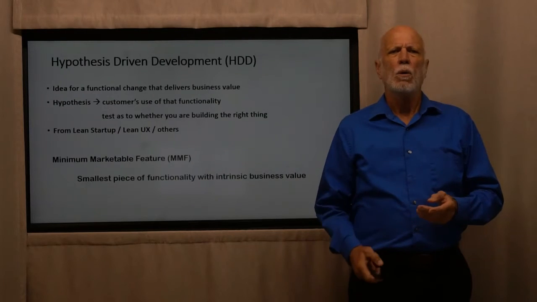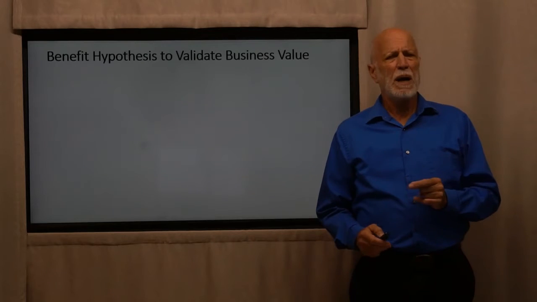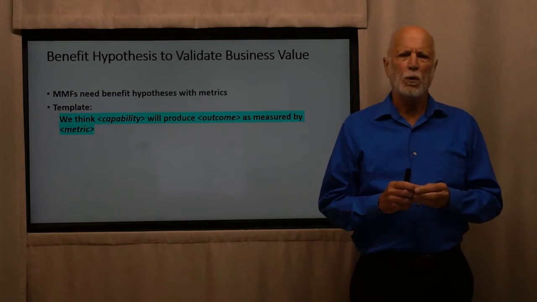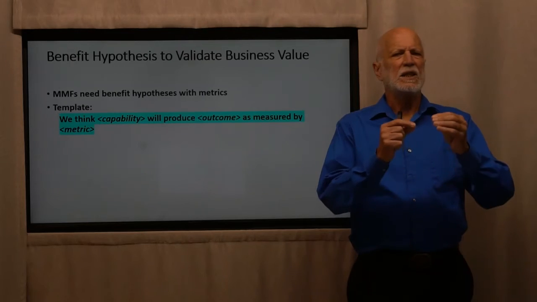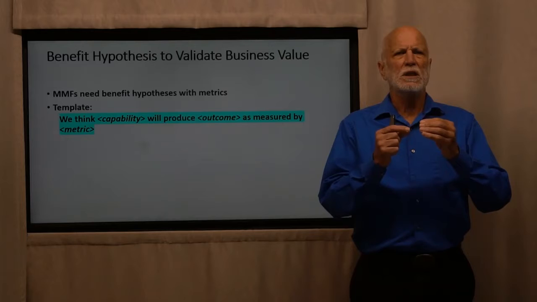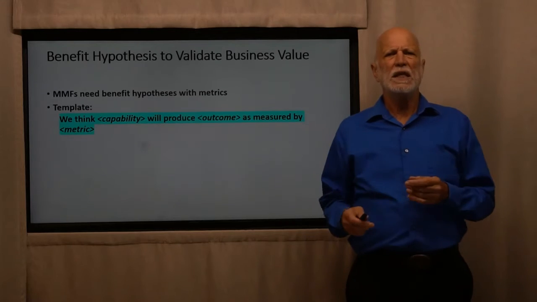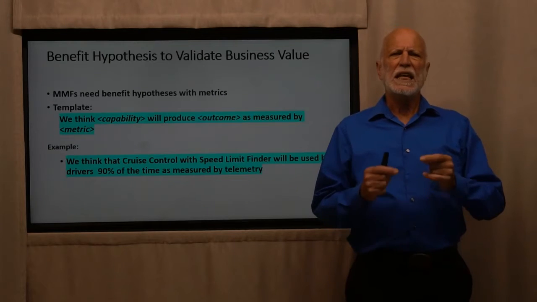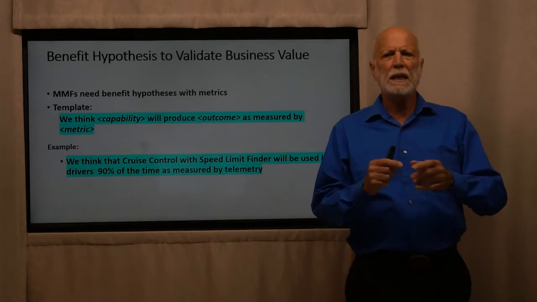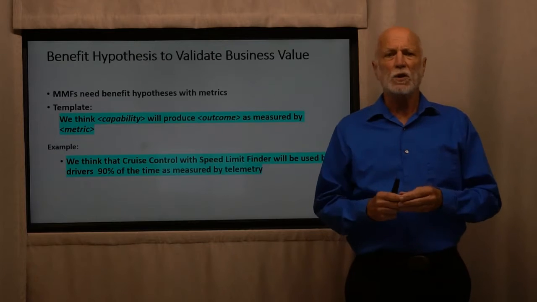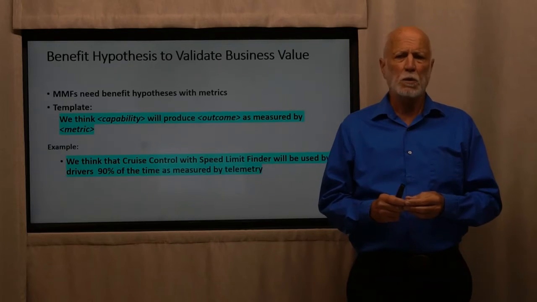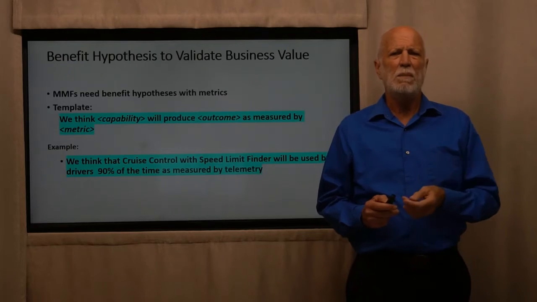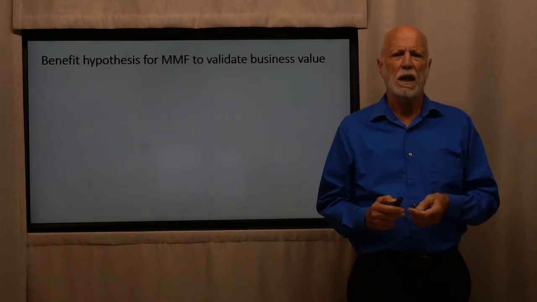Now, what we're going to do is create an hypothesis. And here's a template for one. We think that some capability will produce some outcome based on this metric. Here's an example. We think that cruise control with the speed limit finder will be used by drivers 90% of the time as measured by telemetry. There is a MMF with this hypothesis.